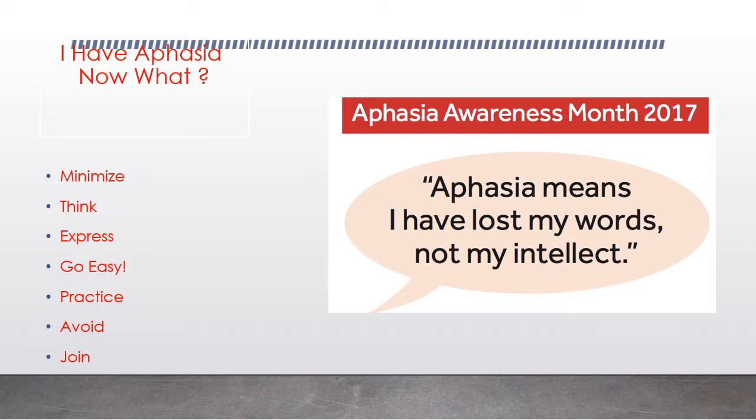But still, practice makes perfect. That old adage never changes. If you can't get a word out, just try to describe it. Try to work your way around the word. Let's say you want a ball, a basketball, and you just can't get that word basketball out. It's okay to say, give me the round thing.